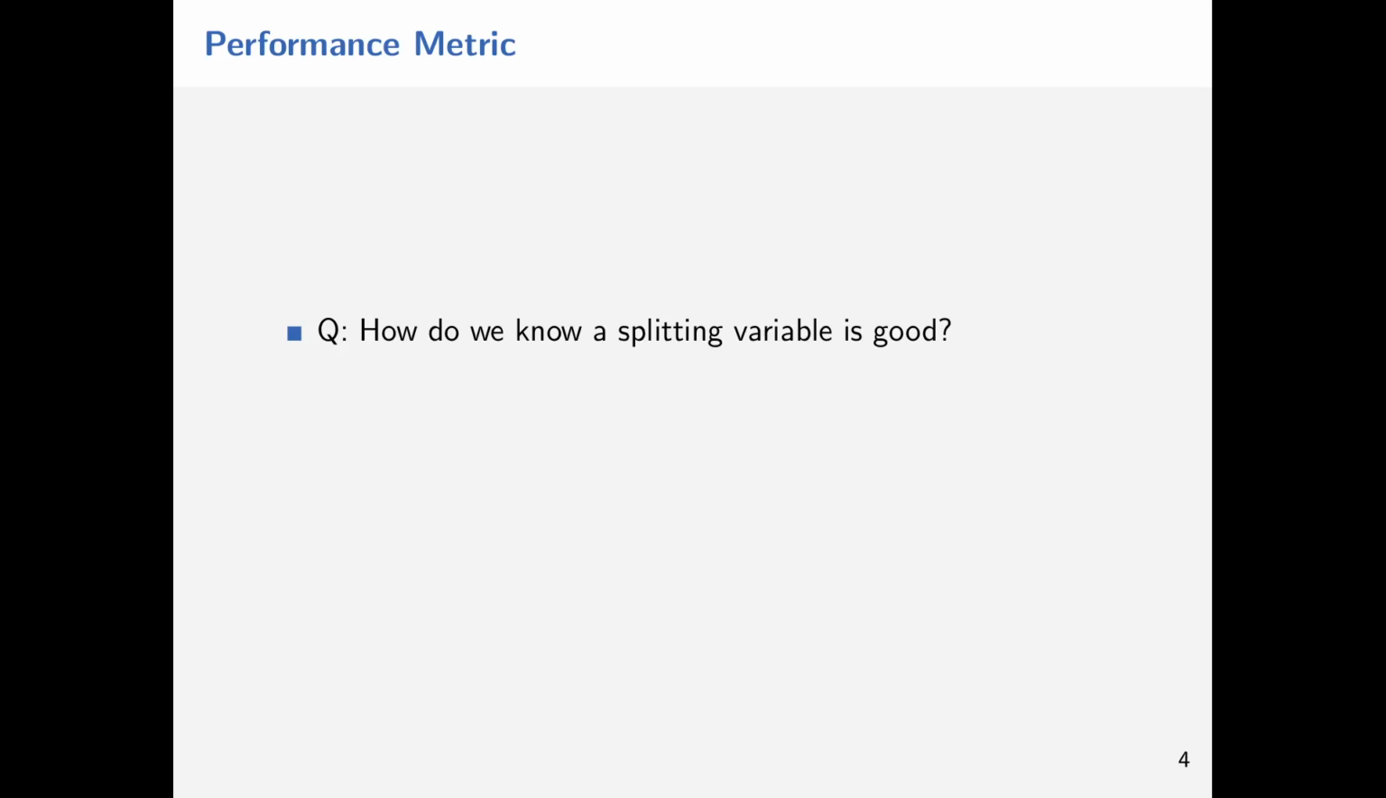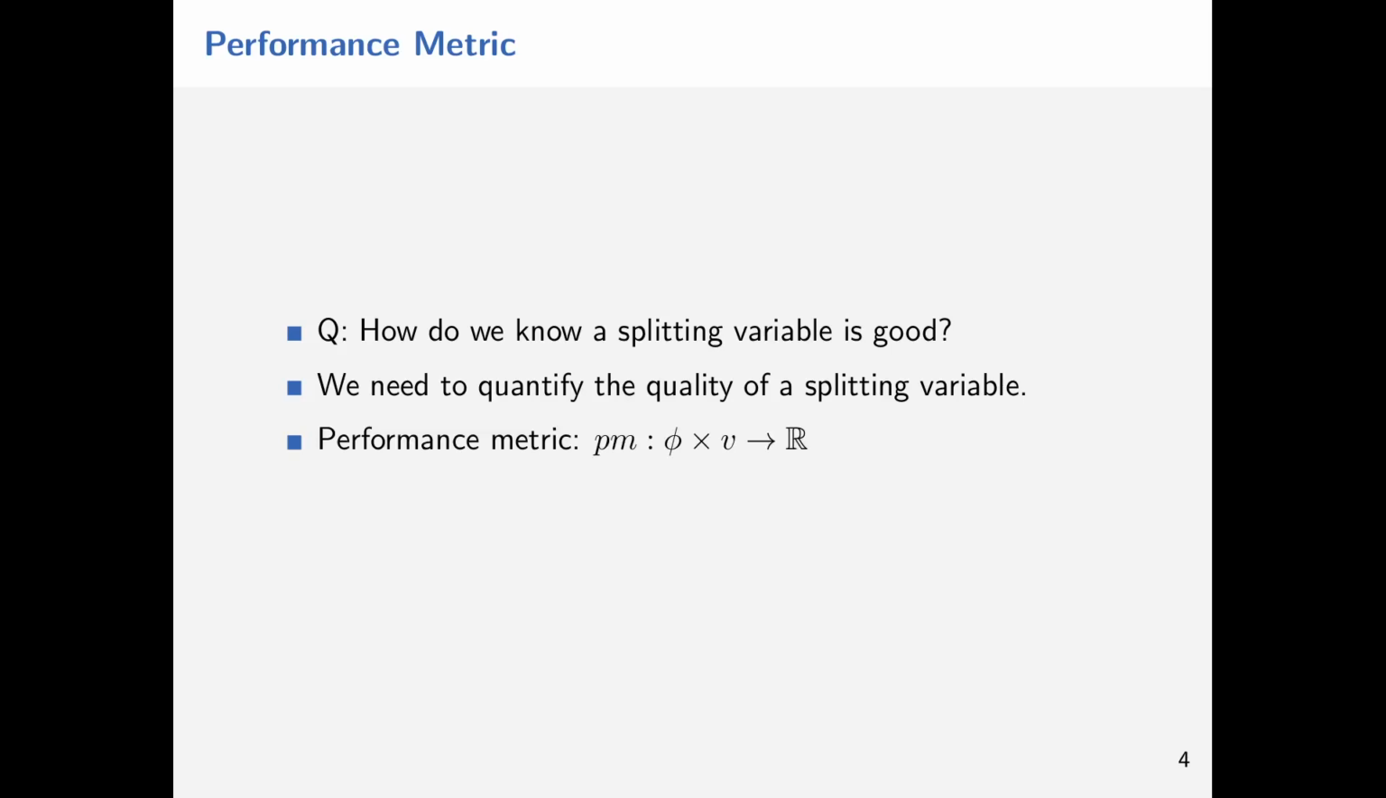Now, one might ask how do we know that a splitting variable is good? In other words, if you want to create a splitting heuristic, you need to know how good a variable is in order to say which one is the best variable for splitting a formula. So we need to quantify the quality of these splitting variables, and the common way is through a performance metric function, which accepts a formula and a variable within that formula and assigns a real value to the variable.